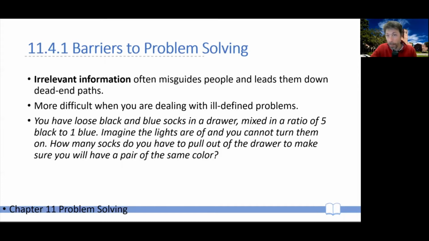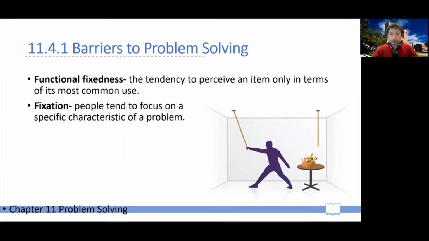Another example of barriers to problem solving is so-called functional fixedness. Now, this is the idea, or rather the tendency, to perceive an item only in terms of its most common use. And this is a nice example of how you have to reframe the information that you have in order to solve a problem. And it is based on the idea of fixation, which again is the tendency to focus on some specific characteristic of an item within a problem.